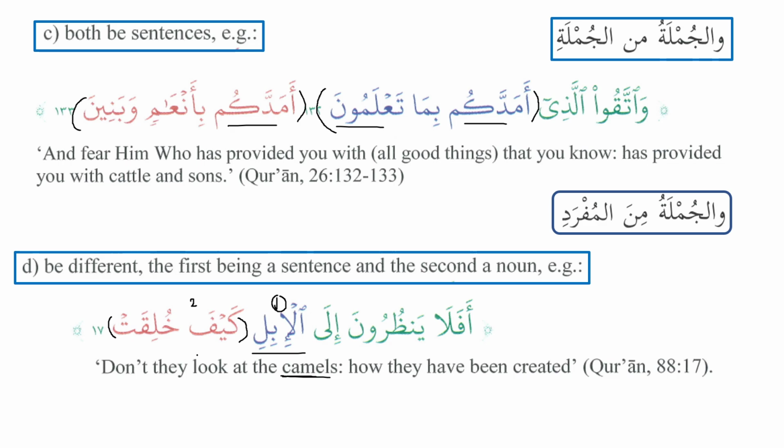And here kaifa is hal, inshallah we will discuss about it. It is hal, and khuliqat, we know this is basically passive form, past form. Khuliqa, and then for the feminine it is khuliqat, yani hiya khuliqat.